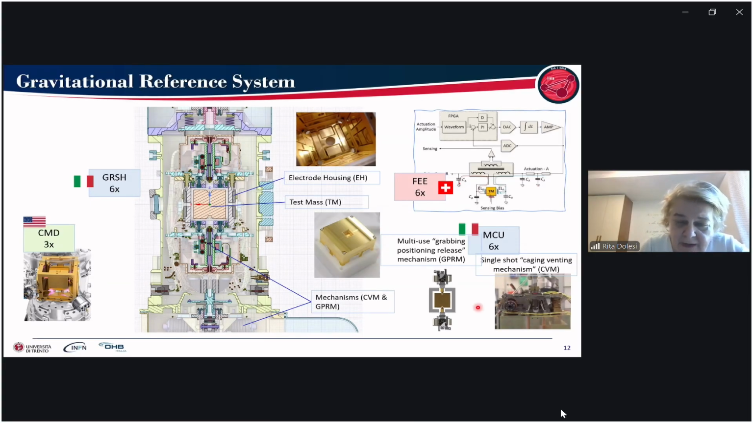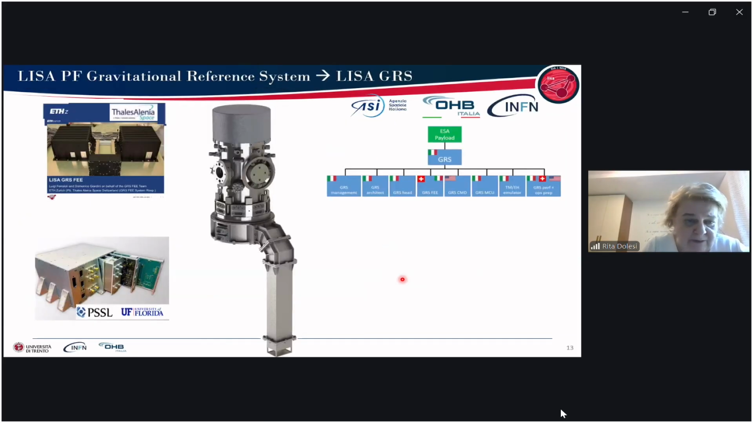And then we have a couple of mechanisms. One is used for grabbing, positioning and releasing the test mass in flight, and the other one is the so-called caging and venting mechanism. It's a mechanism that allows to keep the test mass fixed during the vibration of the launch, and then to open also the venting valve to space in flight.